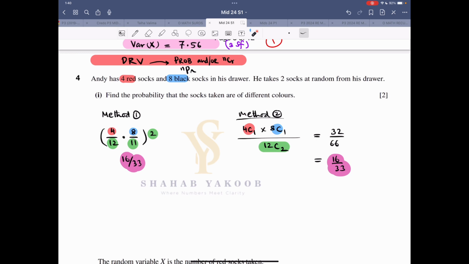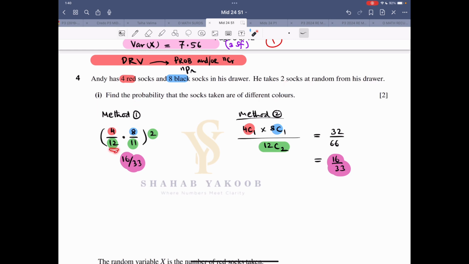So now it says DRV, probability and or permutation combination, because I've done this question in 2 ways. Andy has 4 red socks, 8 black socks. I don't have the black color as such in highlighter, so I used blue. He takes 2 socks at random from his drawer. Find the probability the socks taken are of different color.